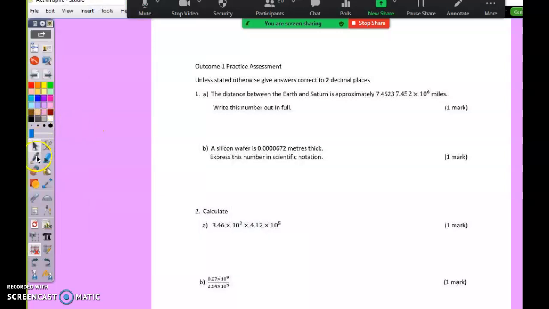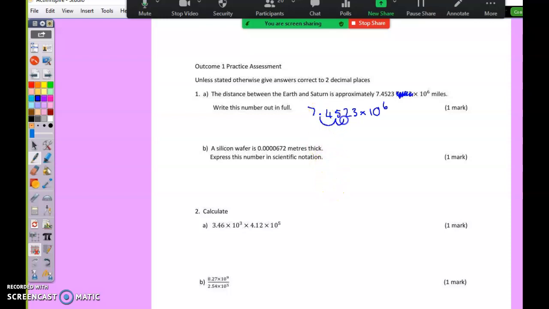Right, first question we're looking at, we have the distance between Earth and Saturn, and we want to write that number out in full. That number's gone a bit dodgy. It shouldn't be 2 decimal points in there. That should just be 7.4523 times 10 to the power of 6. Okay, times 10 to the power of 6 means I'm moving this decimal point 6 spaces.